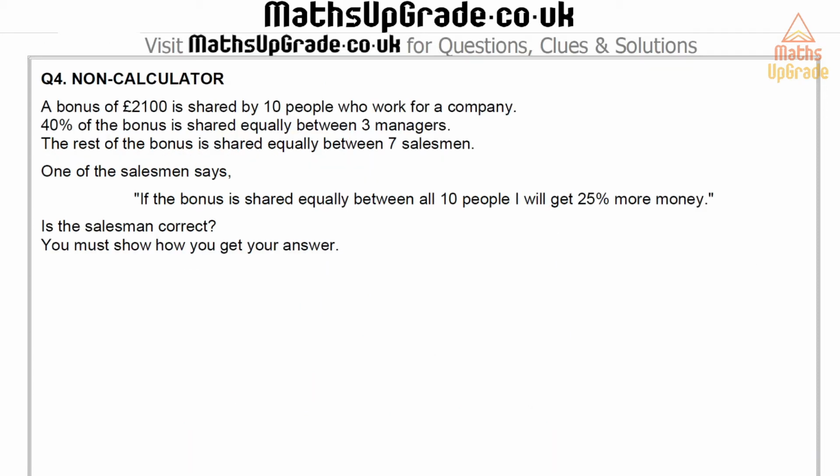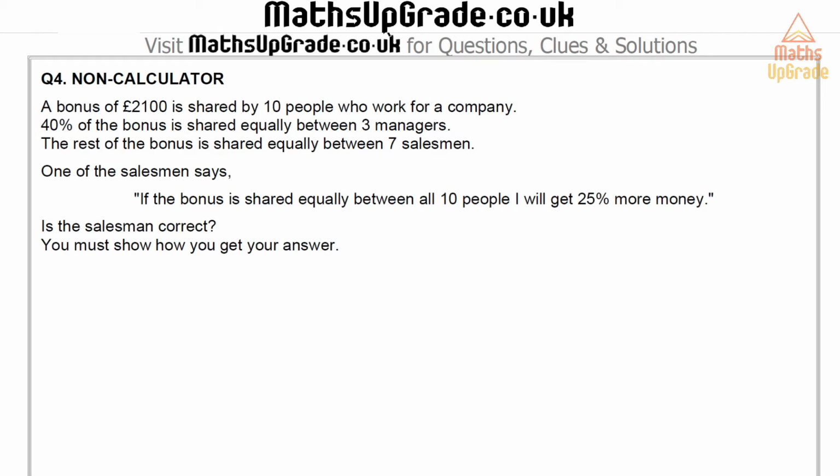Question 4 is the final non-calculator question in this booklet. It states that a bonus of £2,100 is shared between 10 people who work for a company. 40% of the bonus is shared equally between 3 managers. The rest of the bonus is shared equally between the 7 remaining salesmen. One of the salesmen suggests if the bonus is shared equally between all 10 people, he'll get 25% more money. Is he correct? And obviously we need to show how we get our answer. This question is worth 5 marks.